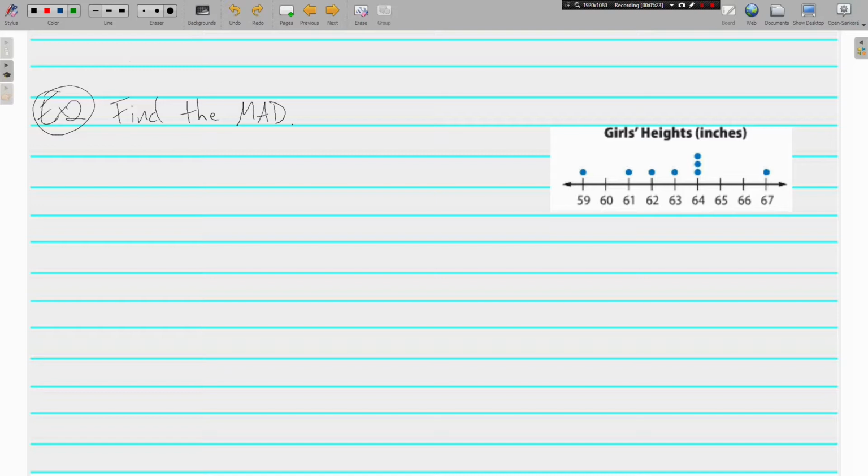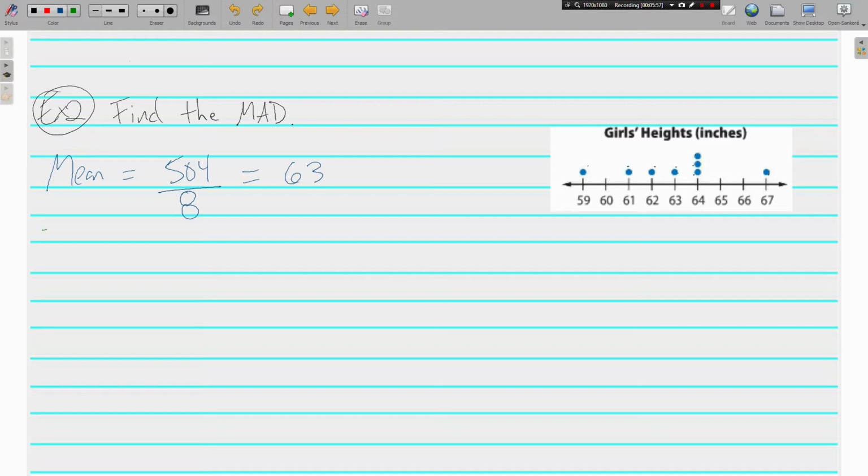All right, let's start by finding the mean of all the girls. And again, we're adding all these together, 59 plus 61 plus 62 and so on. I did it beforehand. I got a total of 504 divided by the 8 girls. 1, 2, 3, 4, 5, 6, 7. There are 8 girls that I added together to get a mean of 63.